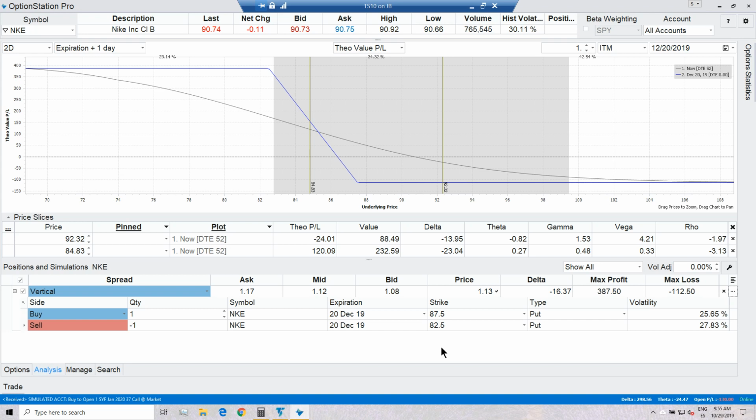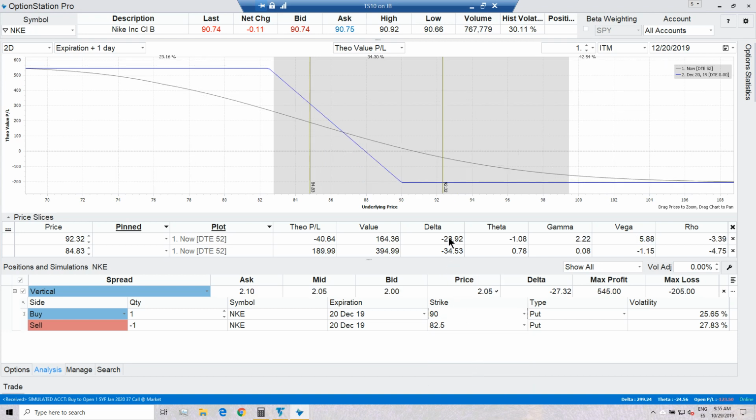I'm going to look at my deltas at the entry, which is right here, and that's 13.95, which means that the delta of the put I am purchasing is too low. So I'm going to have to raise that put to the next one, which is 90, and that is giving me 23.92. I'm going to have to raise it one more time, and the next one is 92.5.